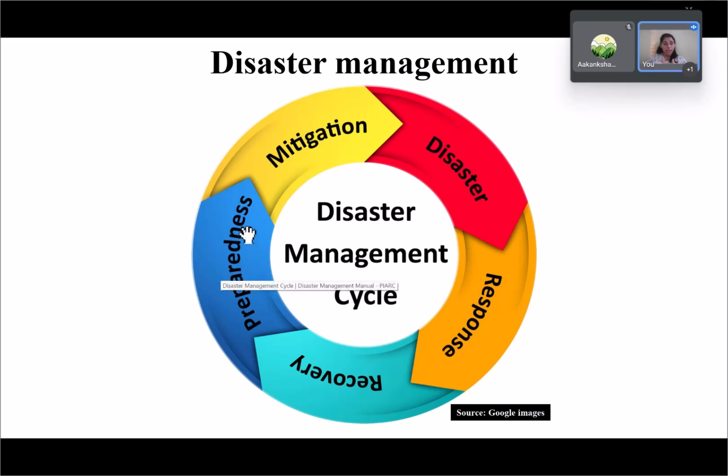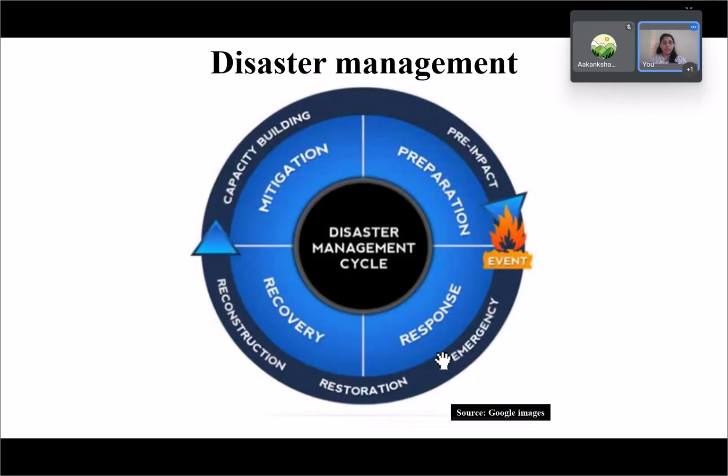You are preparing yourself for the disaster. Let's say you have made changes such that you don't get to have the disaster's harsh effects. But let's say you have the disaster after that. How do you respond and how do you recover? So this is what your preparation is basically, pre-impact. Mitigation is basically capacity building.